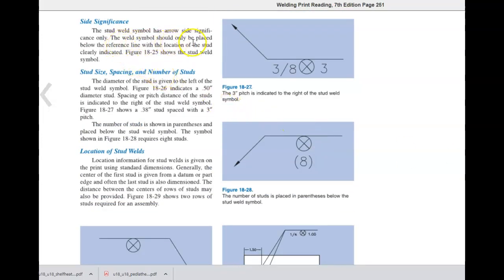The weld symbol should be placed only below the reference line with the location of the stud clearly indicated. It shows the weld symbol and the diameter. Figure 18-26 indicates a half-inch diameter stud. Spacing or pitch distance of the studs is indicated on the right side of the symbol. Figure 18-27 shows 0.38 stud spacing and 3-inch pitch.